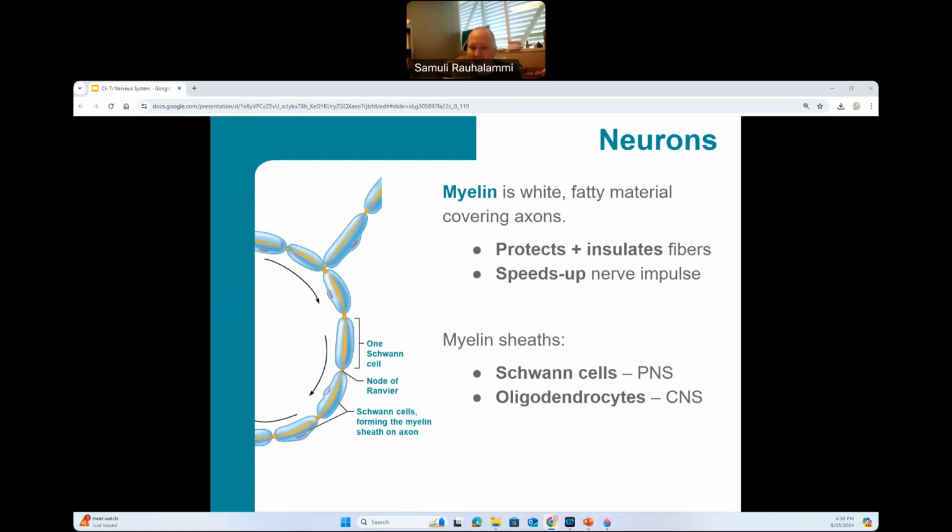And then we have our oligodendrocytes, which are found in the central nervous system. They wrap around axons, producing the myelin. And these lack neurolemma.